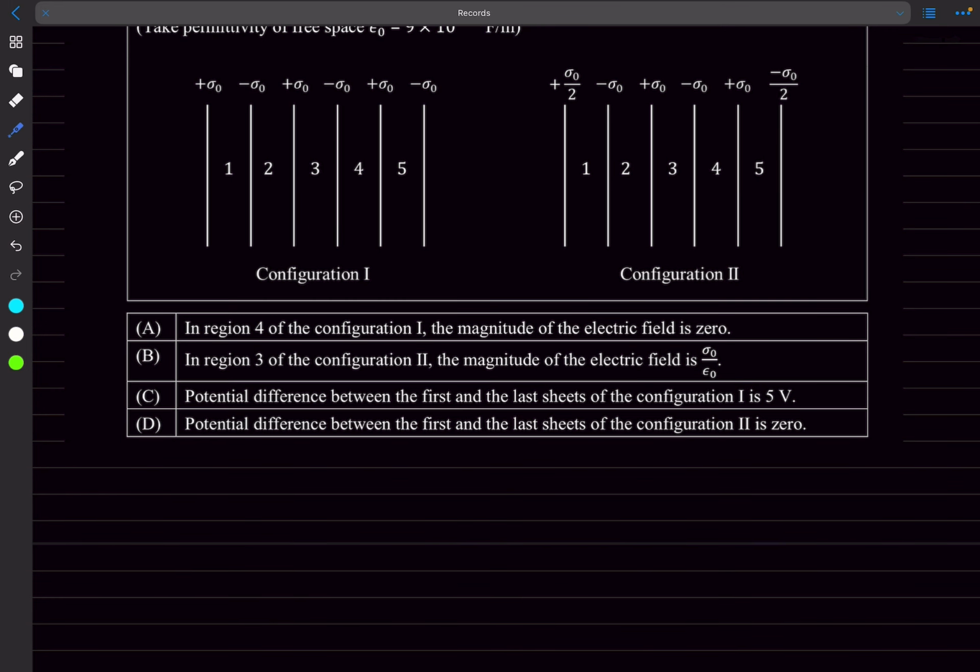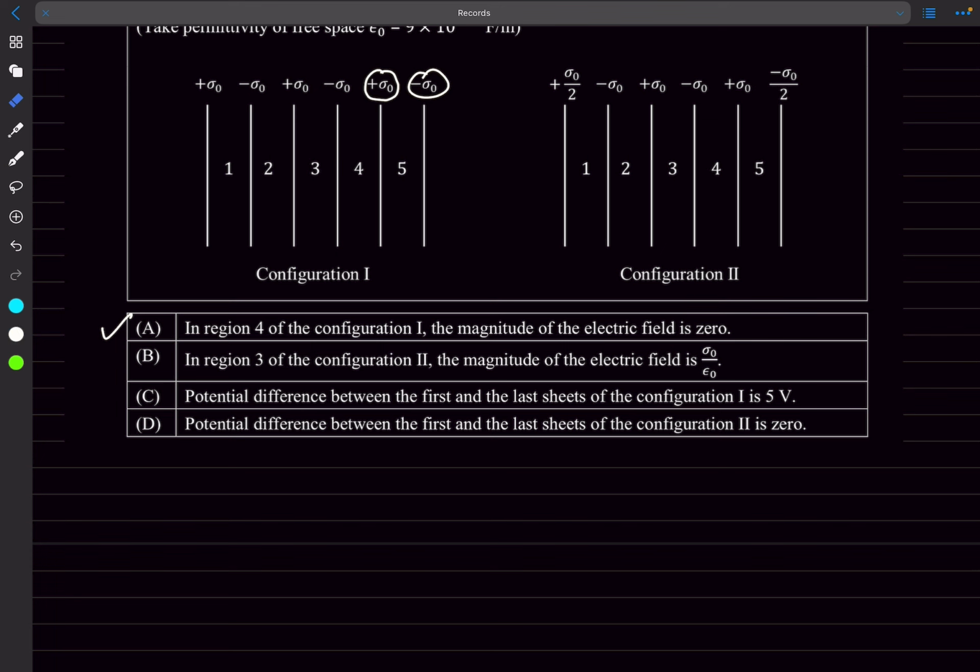So in option A, they are asking in region 4 of the configuration 1, whether the magnitude of the electric field is 0. Okay, so you just have to consider the superposition rule here. The electric field due to this plus and minus, they mutually cancel each other at this particular location. Now due to this plus and this minus also, they mutually cancel each other out. And due to this plus and this minus also, it mutually cancels each other out. So of course the field is going to be 0. Okay, and if you didn't understand, because of this plus sigma naught, the field here will be sigma naught by 2 epsilon naught, right? And because of this negative sigma naught, it will be just the reverse of it, and they mutually cancel each other out.